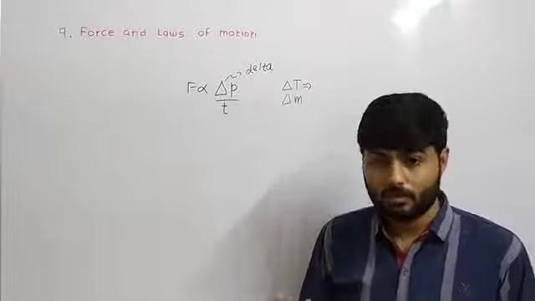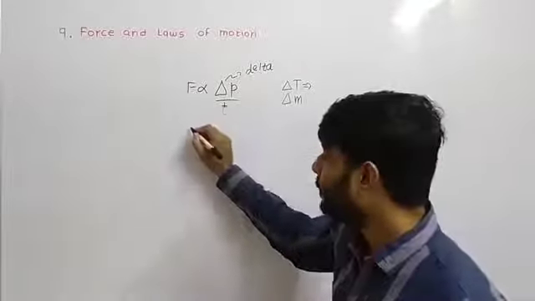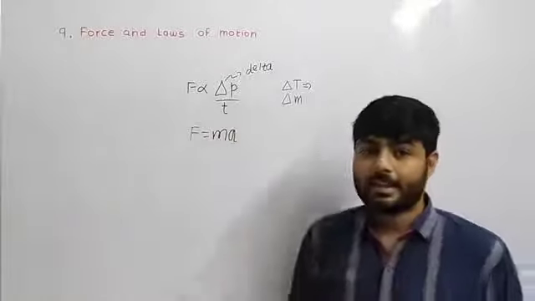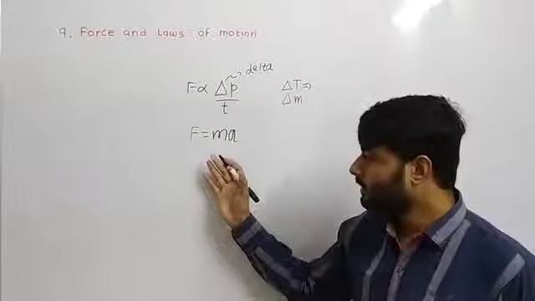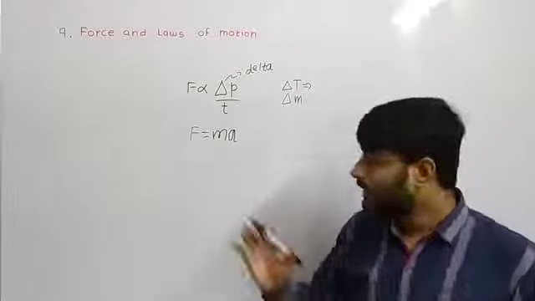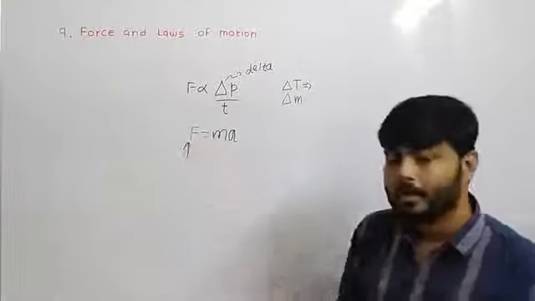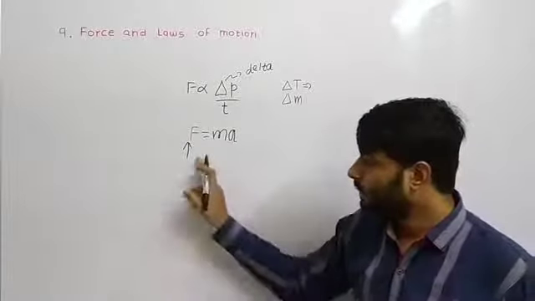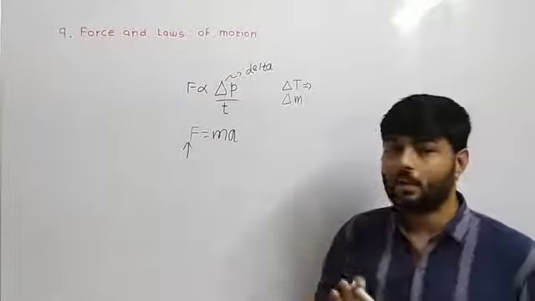So from second law we have the formula F is equal to ma. That is a very important and basic formula for second law. And what did this formula give us? This formula gave us the quantity of force applied on an object.